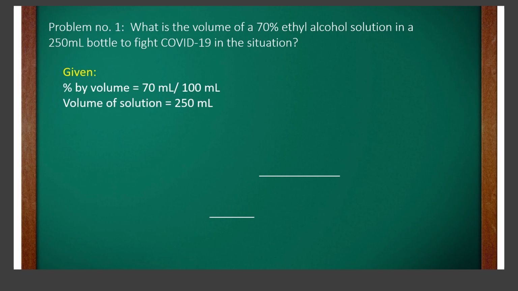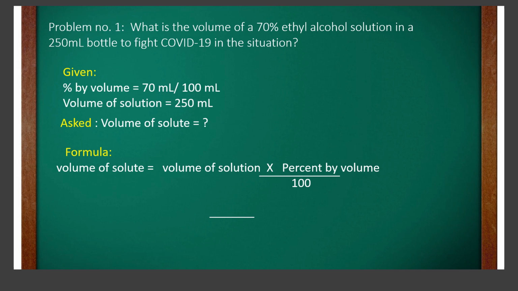Volume of solution is 250 milliliters. So what is being asked? The volume of solute. So we will use this formula. For our solution, 250 milliliters times 70 milliliters divided by 100 milliliters. And the answer is 175 milliliters. Therefore, there are 175 ml of ethyl alcohol in a 250 ml bottle of alcohol.